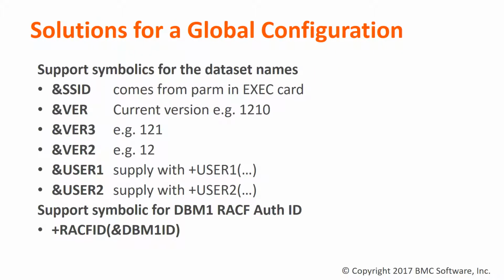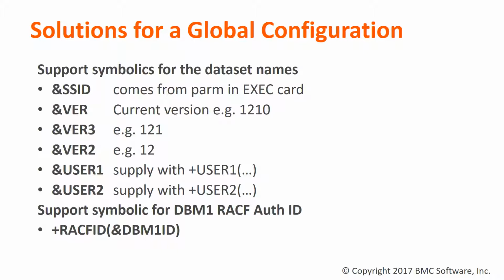New in 12.1 are symbolics, which can be used in the naming of the NGT system datasets, with the primary one being the subsystem ID. Also provided is the product version as 4, 3, or 2 digits, and 2 user variables where values can be supplied. We'll show examples of these in the next slides. There's also a DBM1 ID symbolic for the plus RACF ID parm. This is to provide the RACF ID of the DB2 DBM1 address space for creating the shadow datasets. With this, NGT will use the same authority as DB2 reorg.